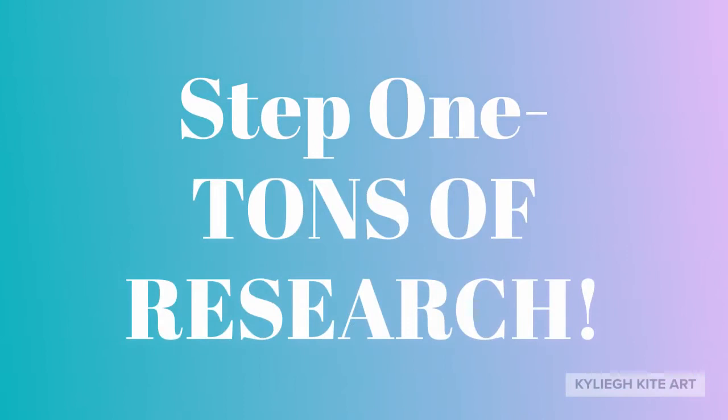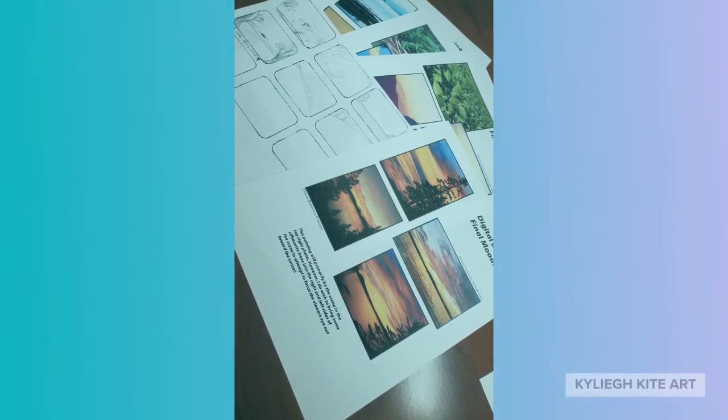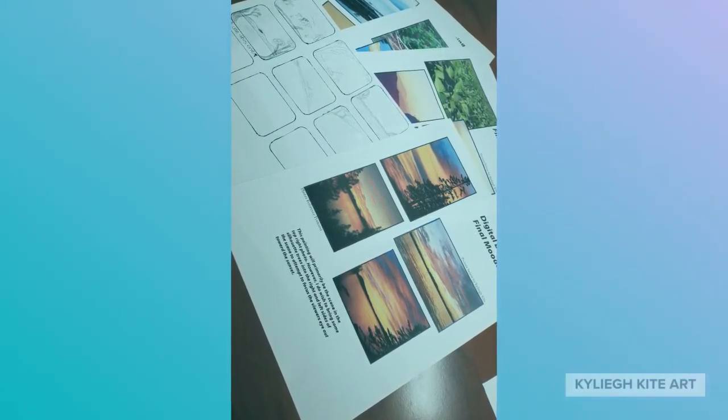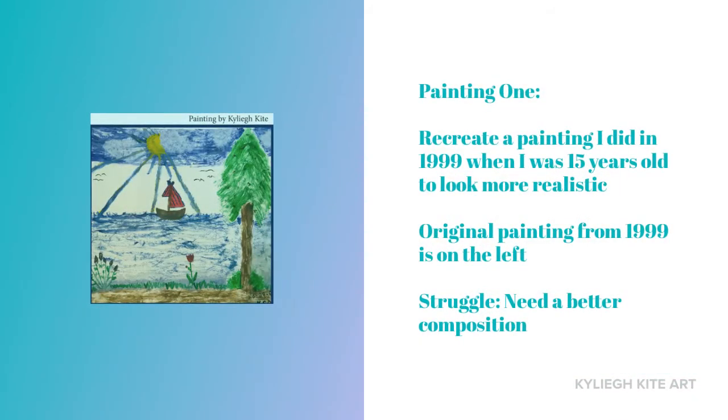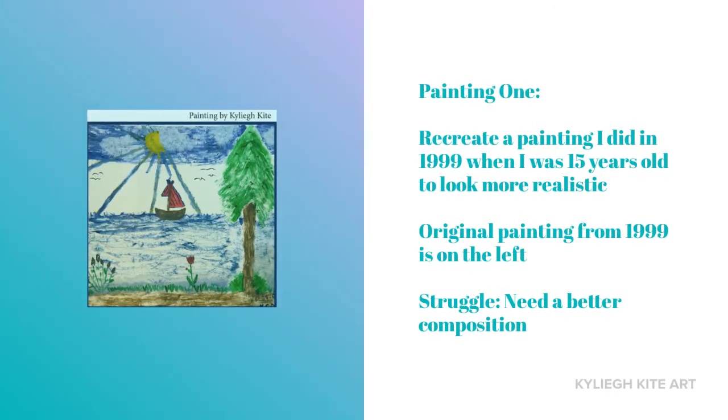The very first step for this project was tons and tons of research. For each of the 4 photos, I needed to find some reference photos for inspiration and create a mood board. Painting 1 of the project was to recreate a painting that I did back in 1999 when I was 15 years old, only it needed a better composition and for sure more dimension.